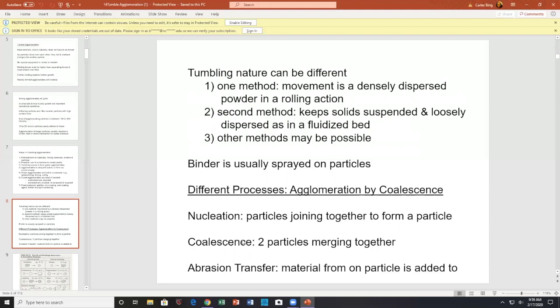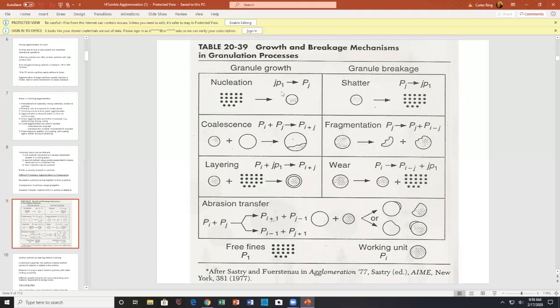Here's a picture. We can have granular growth due to nucleation where there's a whole bunch of powder particles and suddenly there's a particle. There's coalescence, basically merging of two particles. Or you could potentially have layering. You have a previous seed particle running through powder and then you build up a layer. There's also, in the reverse, breakage. You can have it shatter. You can have it fragmented. You can have it wear away by abrasion.